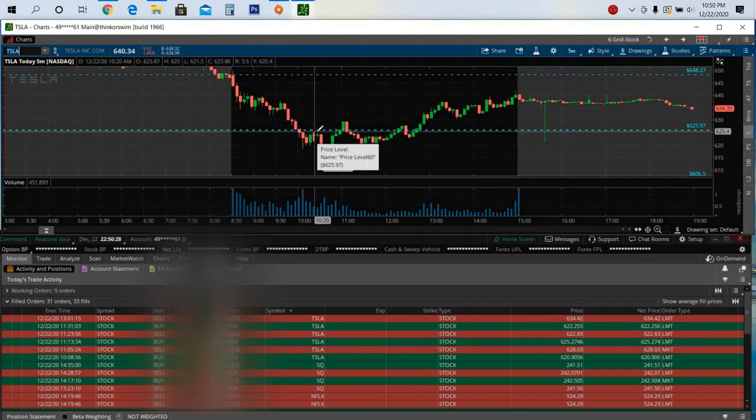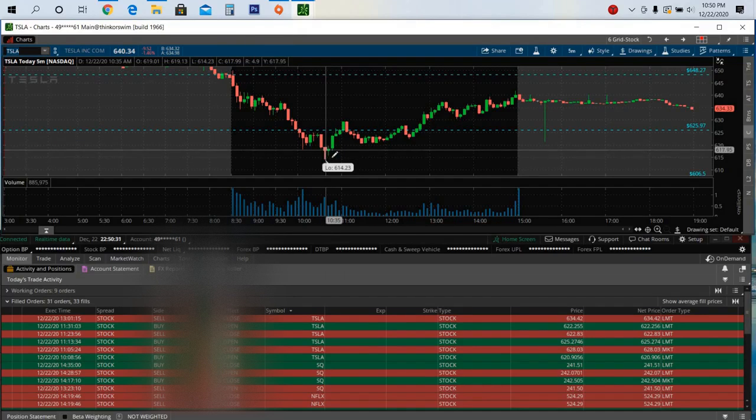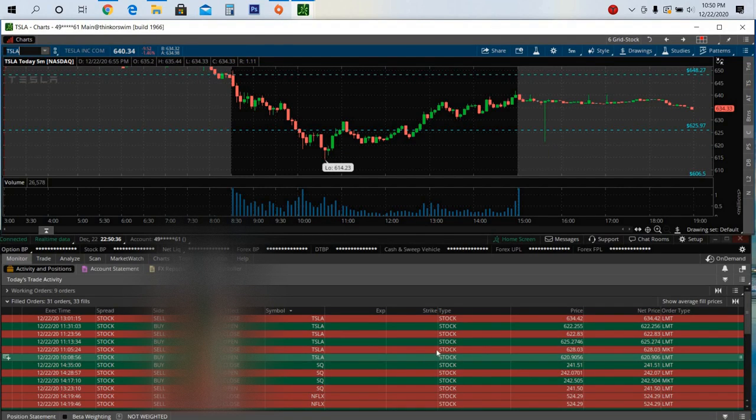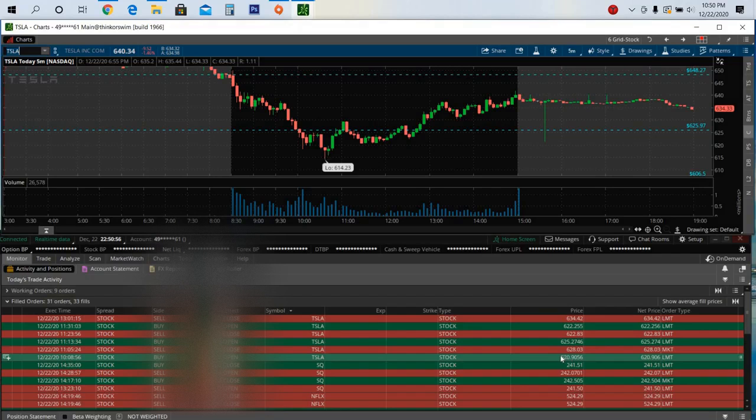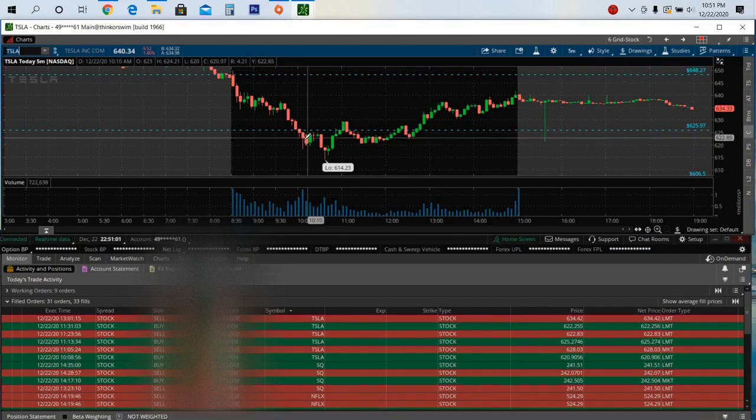So I held on to it. It dipped lower. I held on to it. I was kind of confident on it. So as it went up at 11:05, so it was just around here somewhere. I sold it at 628, so that was a good $7 per share profit going from here to there.